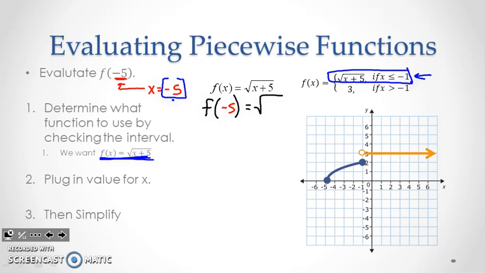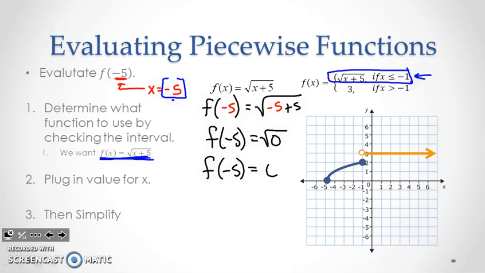And that equals square root of, and then if I've got a -5 here, I need a -5 in for this x, plus 5. So I find that f of -5 equals the square root of -5 plus 5 is 0. And the square root of 0 is just 0. Okay? And that's my answer. That's all I have to do for this.